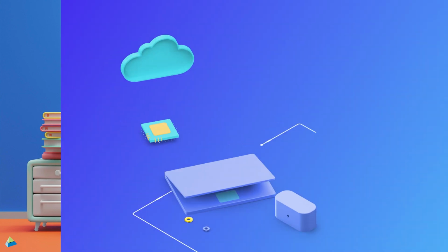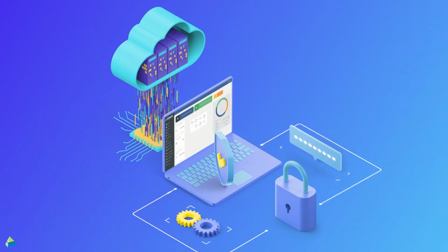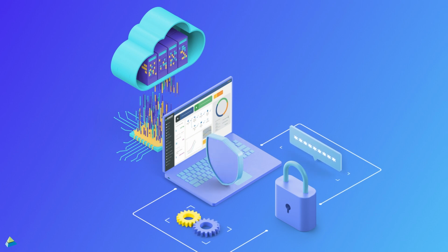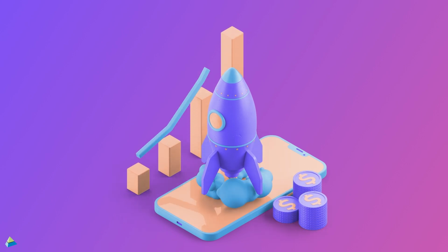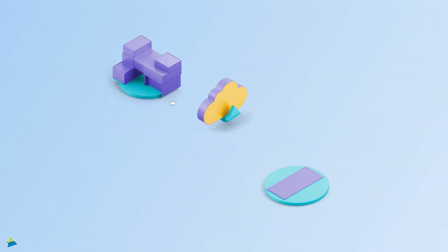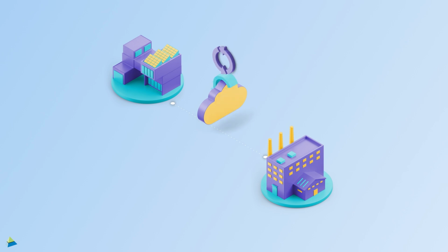Your data security is assured through robust measures, automated backups, and disaster recovery facility. That's not all. You also gain cost efficiency and scalability as you pay only for what you need, and the system scales seamlessly with you.